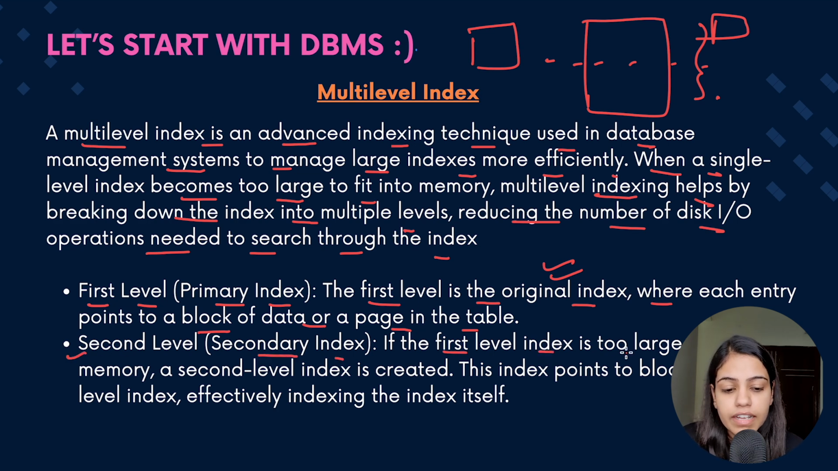So if the first level index is too large to fit in the memory, a second level index is introduced or created. This index points to the block of the first level index, effectively indexing the index itself. So consider that this is my index table.